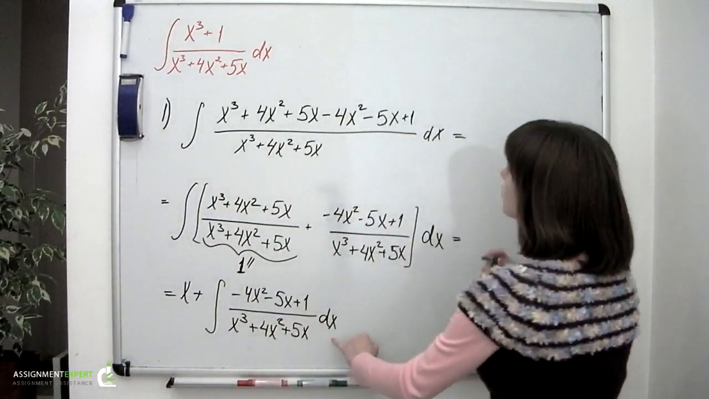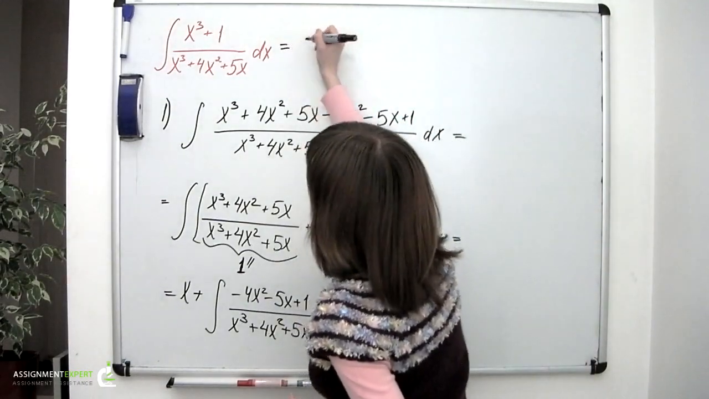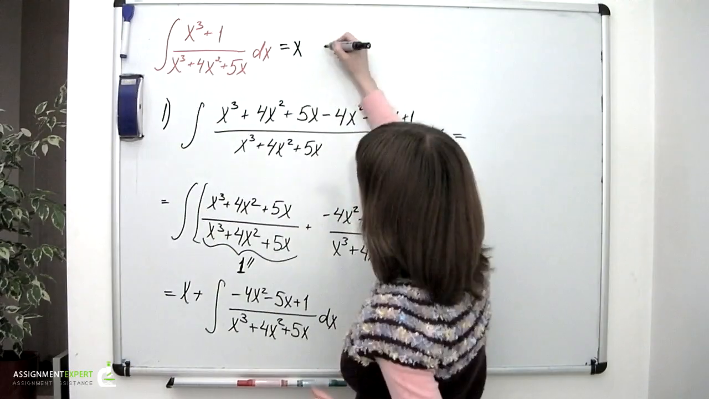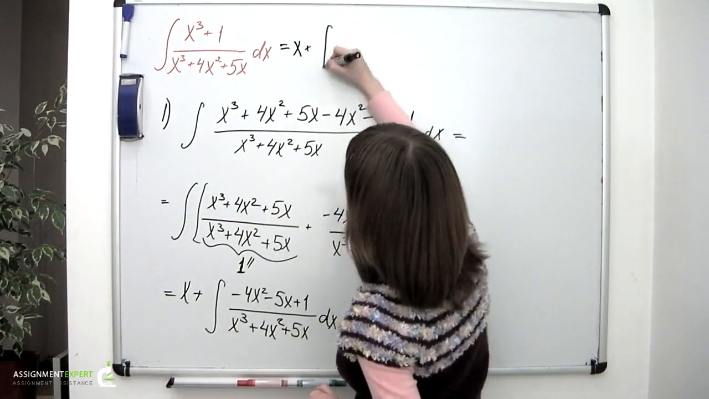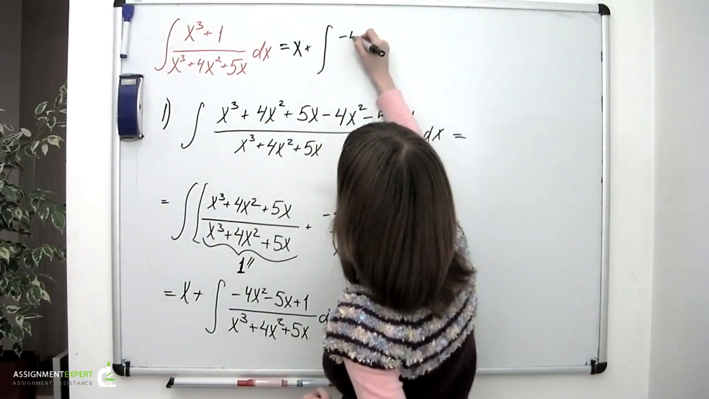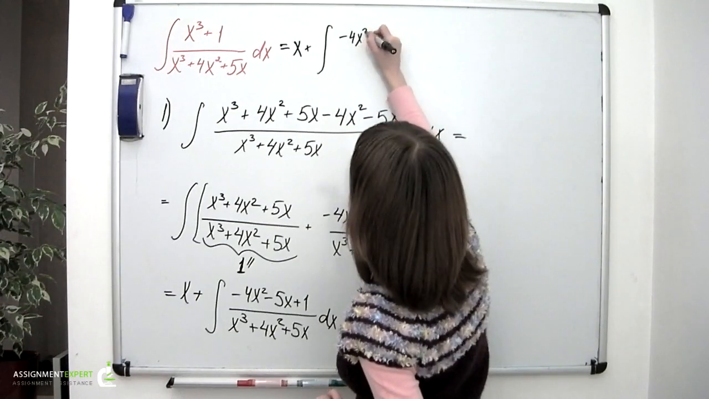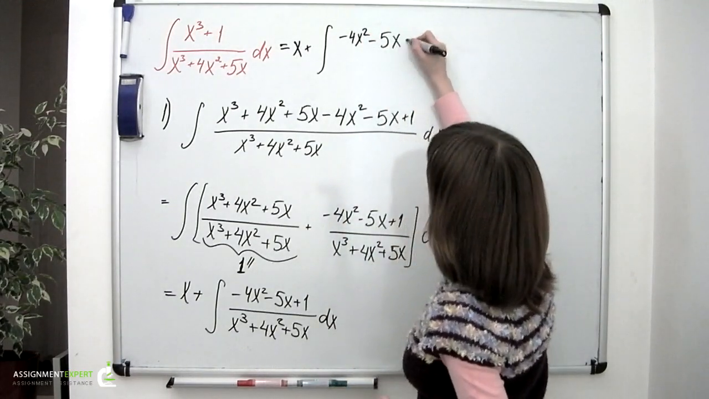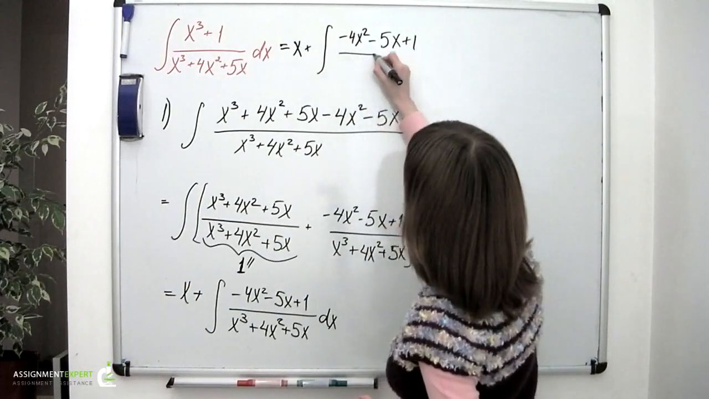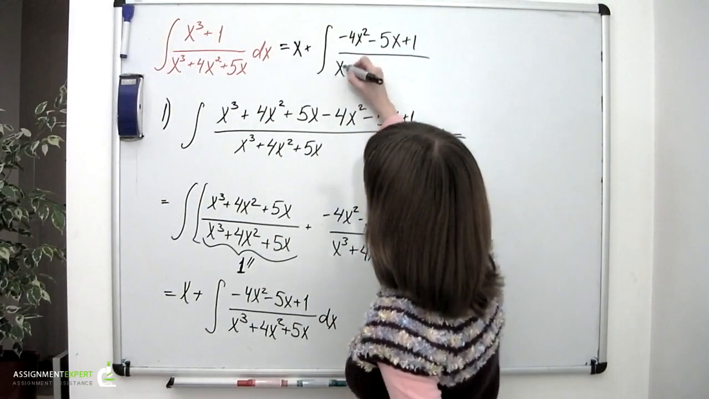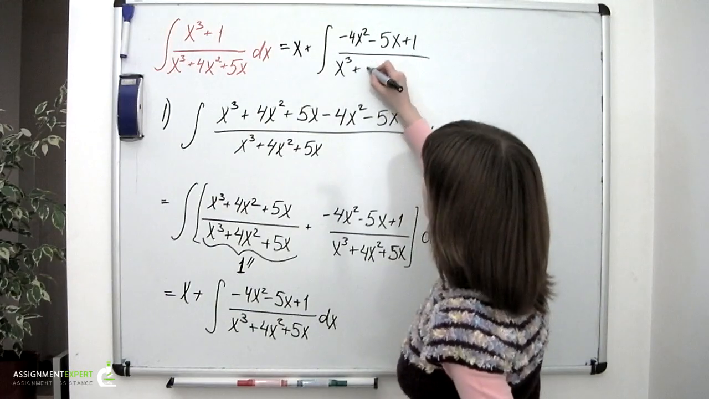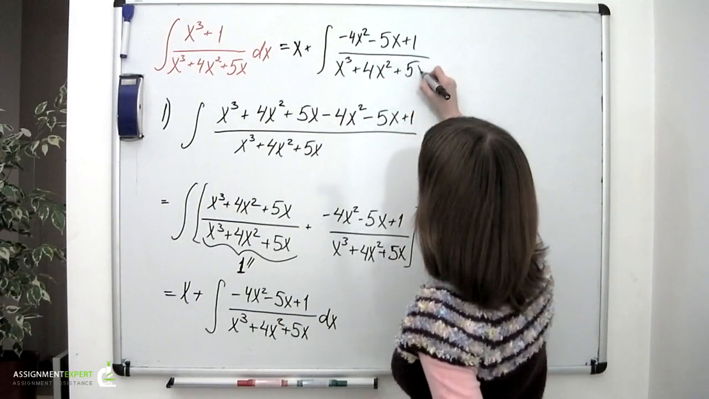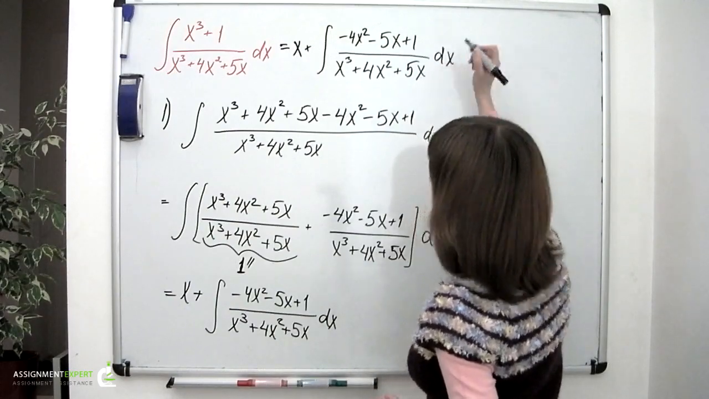Let's rewrite the expression we've obtained on the top. So we have x plus the integral of negative 4 times x squared minus 5x plus 1 over x cubed plus 4 times x squared plus 5x dx.